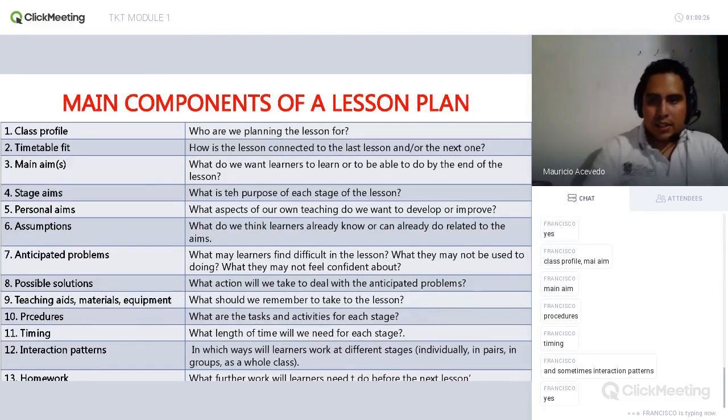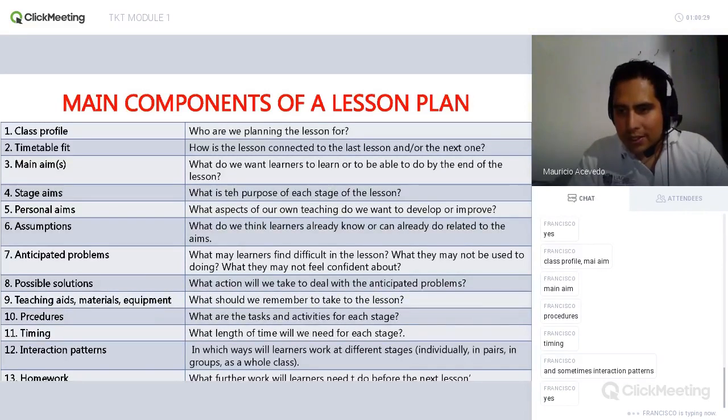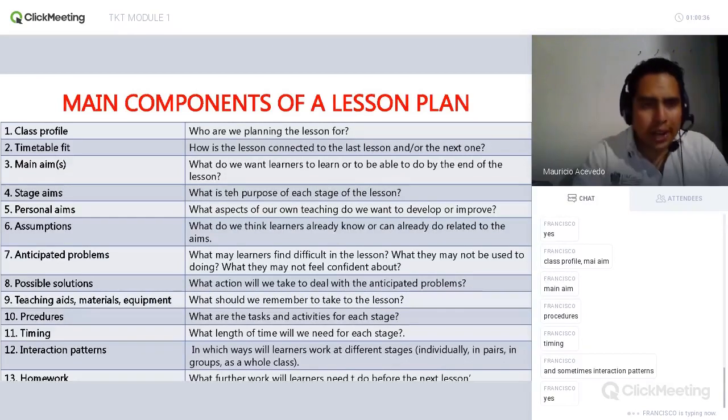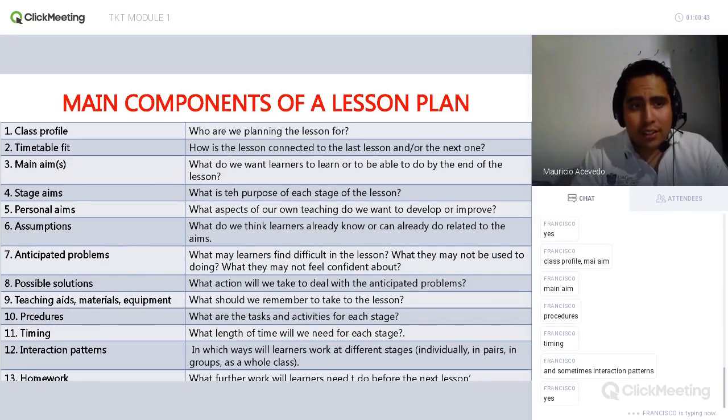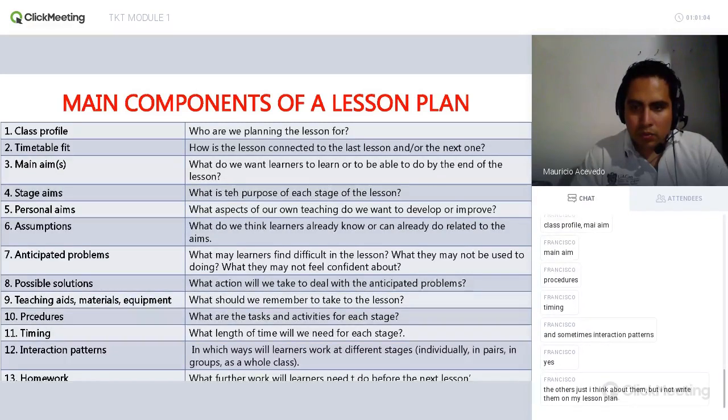All right. That's it, Francisco. It's because I'm looking that you are still typing, so I'm going to wait for you to finish. And I'm sorry, I made a mistake here in procedures. It should be a no here. Sorry, finger mistake. Yes, right. So we take them into account, but it's not formally written in our lesson planning. Okay, very good, Francisco.